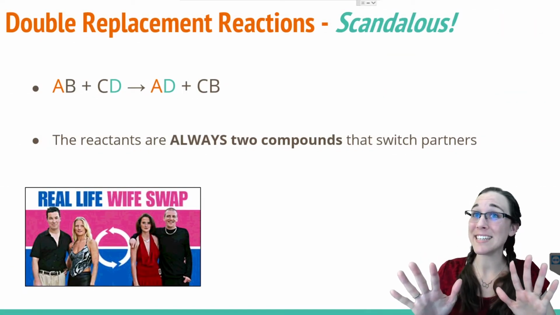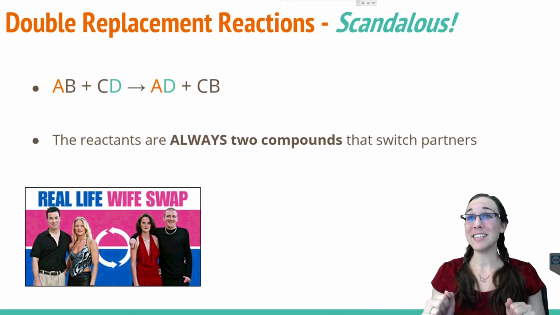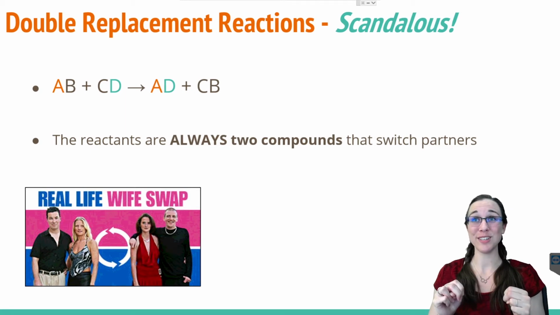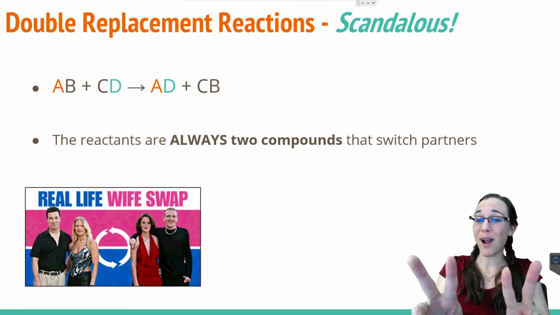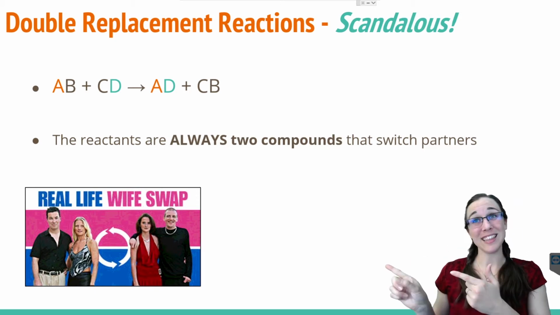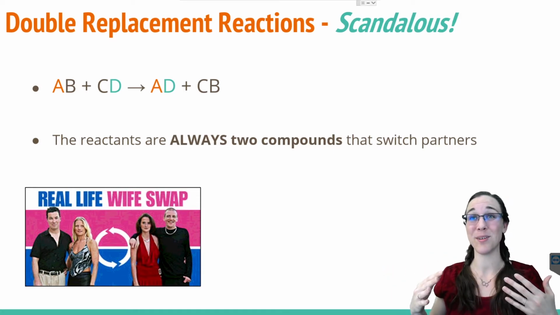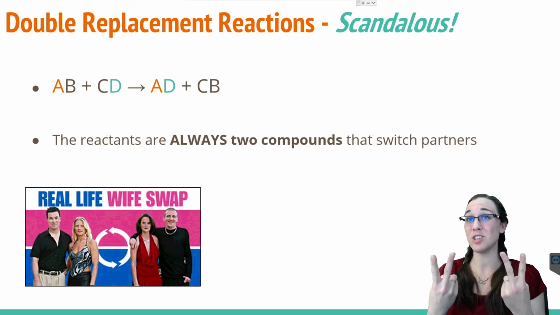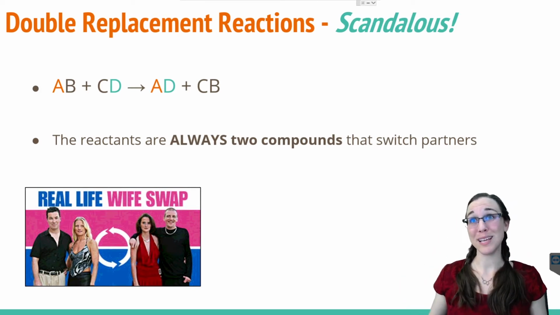Then there's the scandalous reaction. Scandalous! The double replacement reaction. This is where both parties are switching their partners. So basically you go on a double date together to the bar and you leave with the other person's date. I also like to think of this as like that show, the real life wife swap. That's kind of the same idea that's going on here. So you're gonna end up with two compounds that switch their partners by the time they become products. So there was a double replacement of partners.